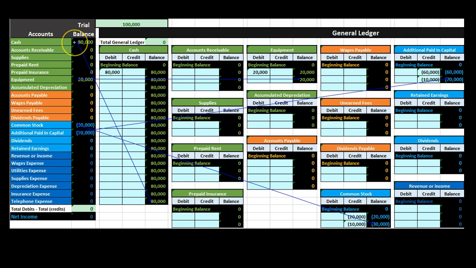The trial balance is going to have 80,000. It's going to have equipment, an asset of 20,000. And then if we look at the common stock, if it was at 0, we increased it by 20 and 10 to 30,000. That's what we're going to use to create the trial balance, 30,000 here in the credit side. And then the additional paid in capital had the 60, the 10, bringing it to 70. That's what we're going to use to create the trial balance. So we're going to use the GL now to fill out the trial balance.